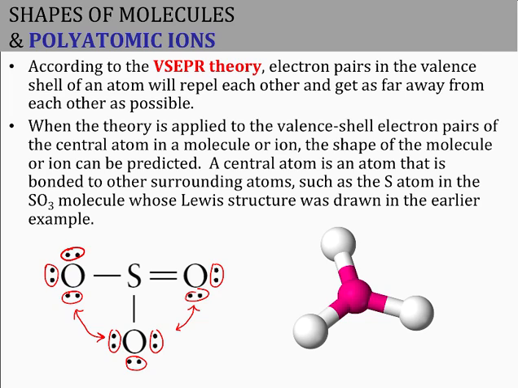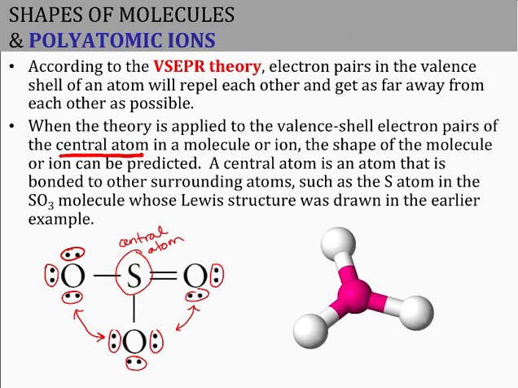So when the theory is applied to the valence shell electron pairs of the central atom in a molecule or ion, the shape of the molecule can be predicted. Now, a central atom is an atom that is bonded to other surrounding atoms, such as the sulfur atom in the SO3 molecule. So this sulfur atom is our central atom, and that's kind of what we're basing everything off of.